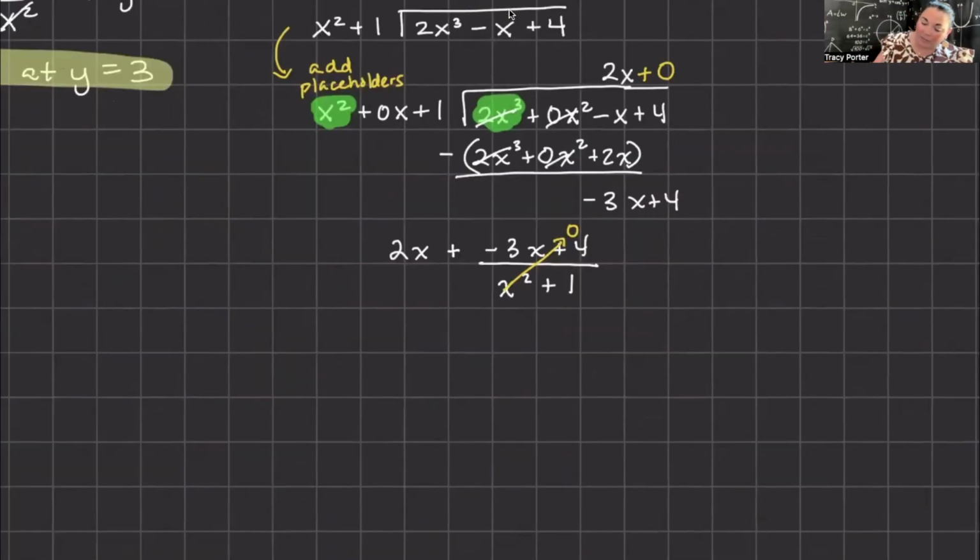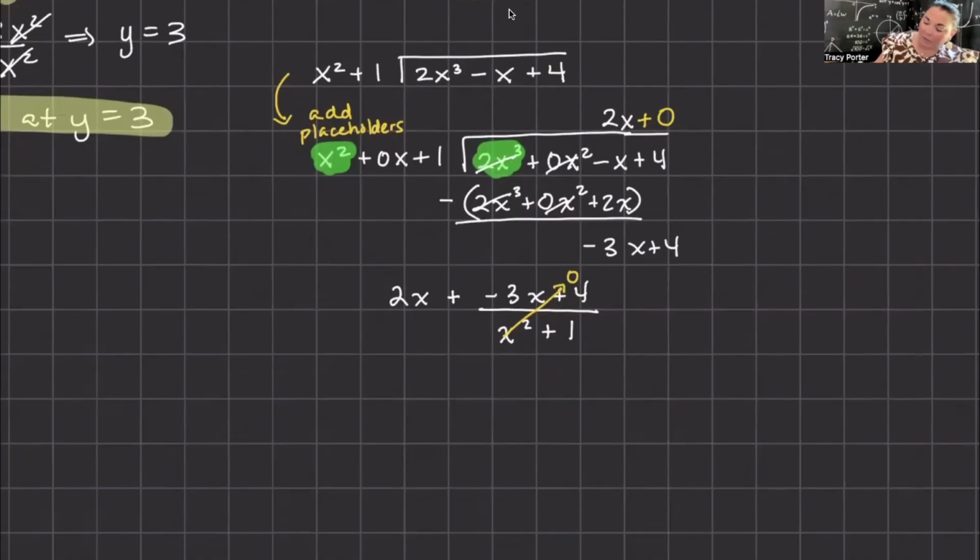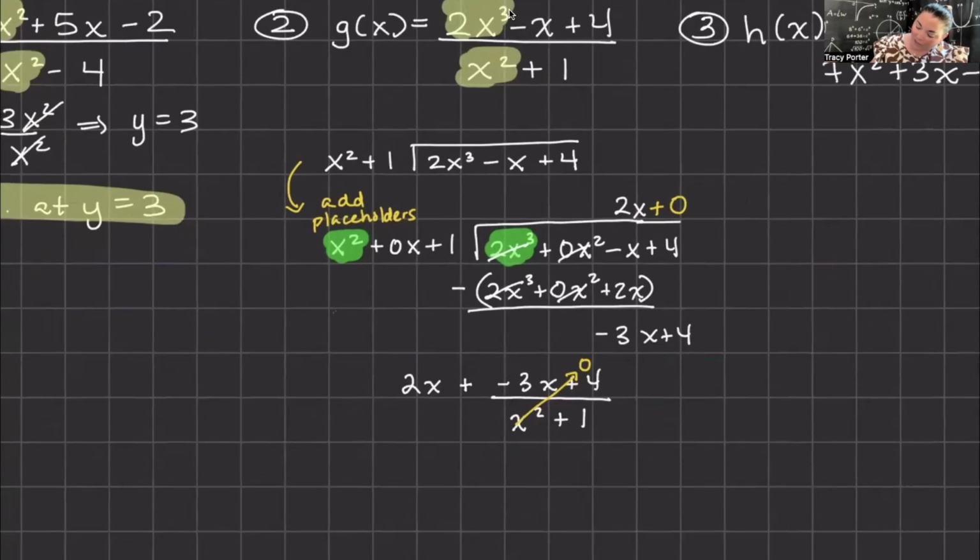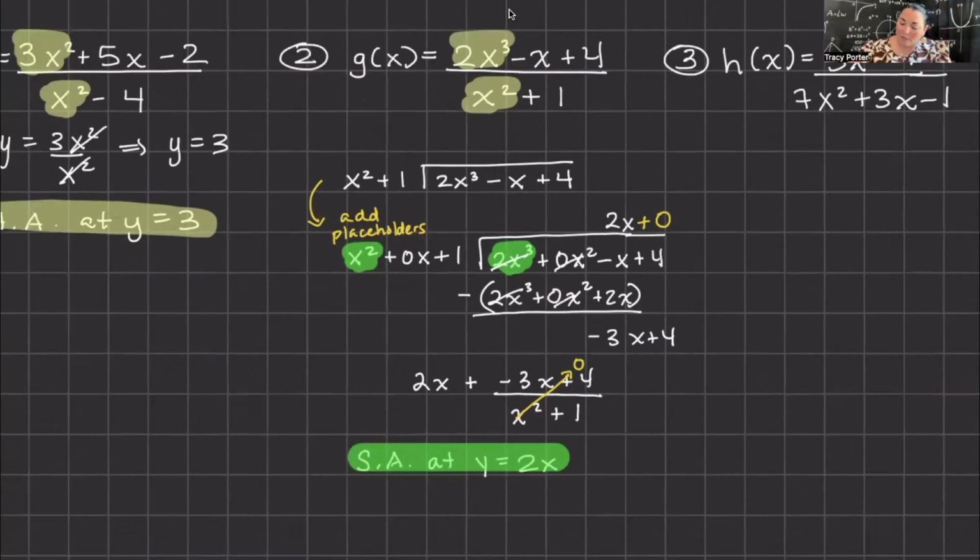So this one, like we said, has just the slant asymptote because it cannot have both of those, horizontal and slant. So we're just going to say it's a slant asymptote at y equals 2x. And that will be your answer for this one.